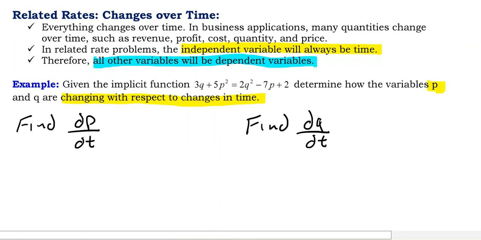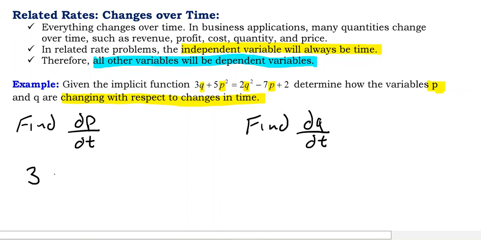So in this problem, P and Q are both dependent variables. P and Q, all of these variables are dependent. The independent variable isn't even stated in the equation. It is time. So let's find dp/dt first. We're going to take the derivative of this with respect to time, implicitly, treating Q and P as dependent variables. So the derivative of 3Q would be 3.